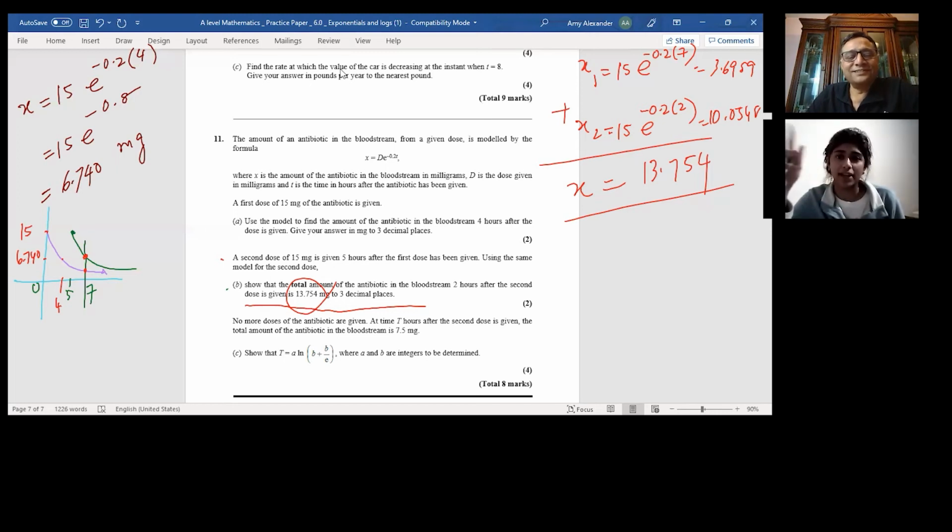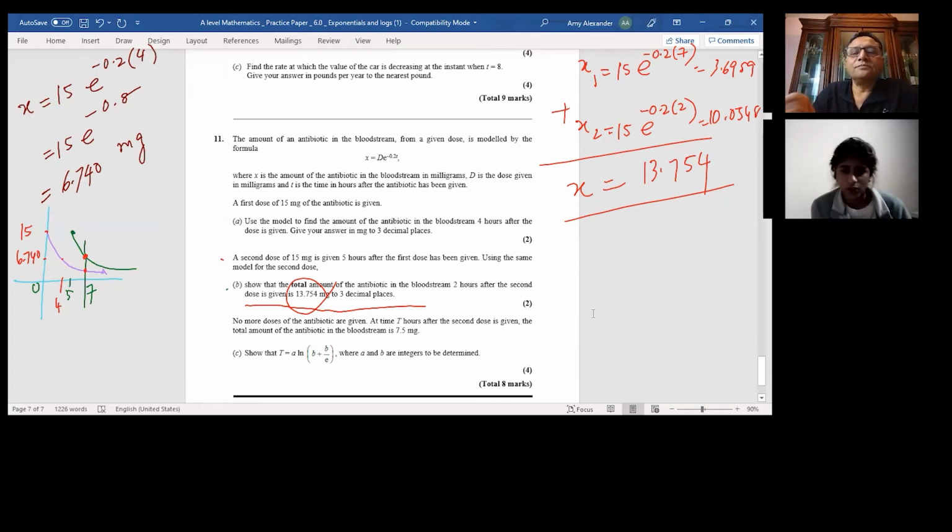I started combining them and made like 9 hours and then adding everything else, getting really confused. Okay, so keep them independent. And then no more doses of the antibiotic are given at T hours after the second dose is given. The total amount of the antibiotic in the bloodstream is 7.5 milligrams.